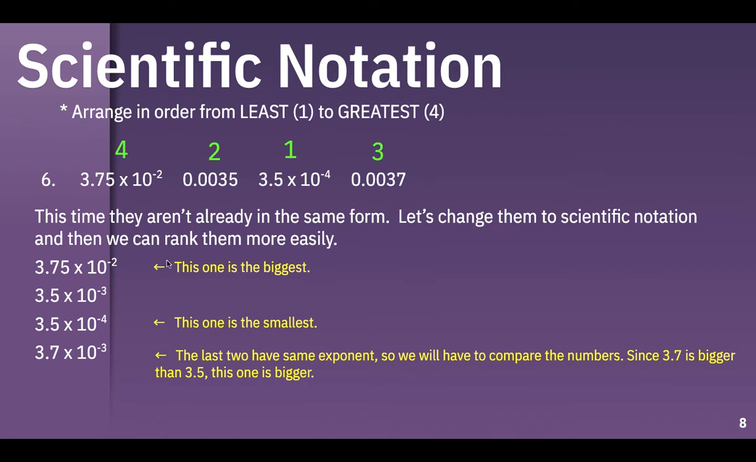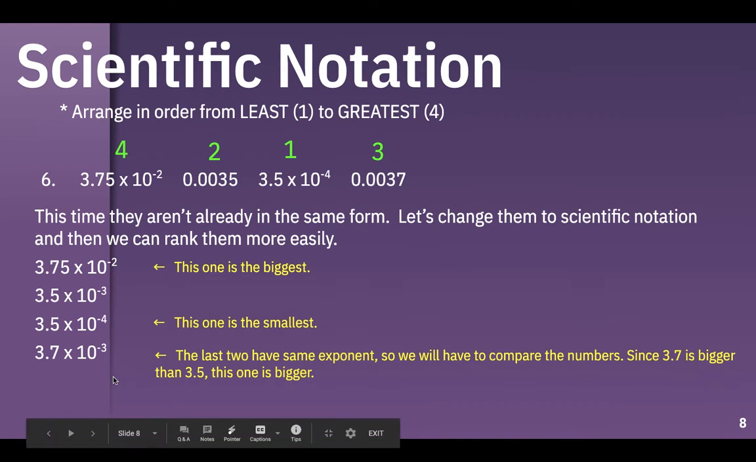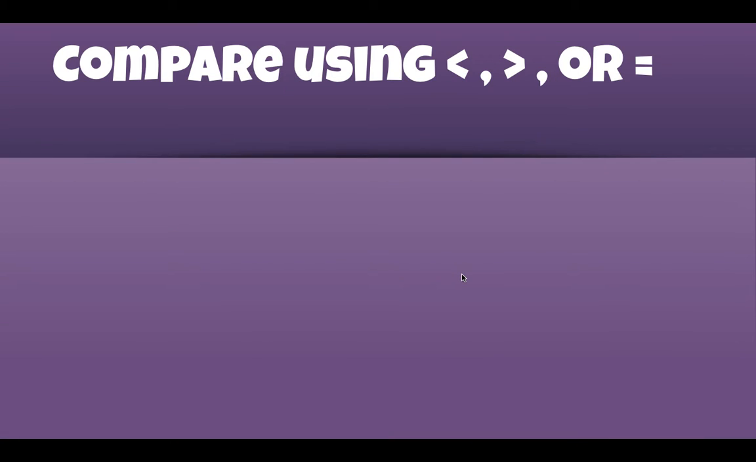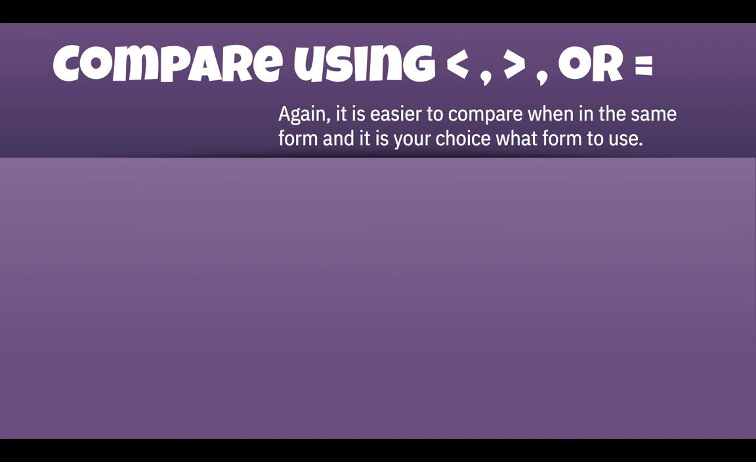All right, so be careful with these, but the big thing that we want you to come across and learn today is you have to have the same form. They're all going to be scientific notation or all standard form, so you're able to tell which one is smallest to biggest. So let's use greater than, less than, or equal signs. Again, it's easier to compare when it's in the same form, and it is your choice what form you like to use.